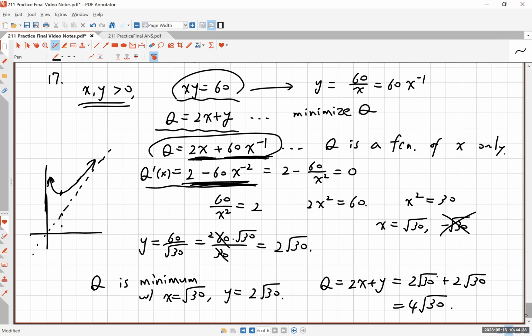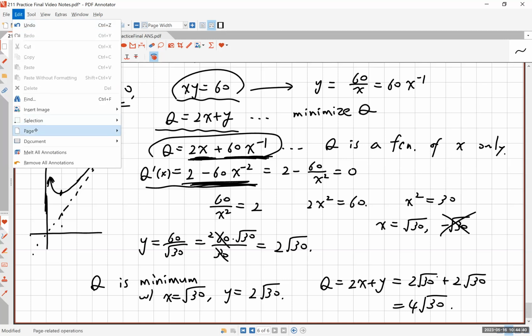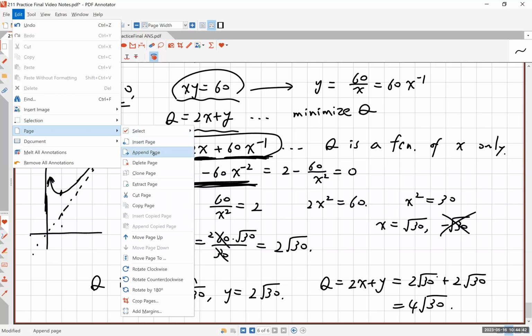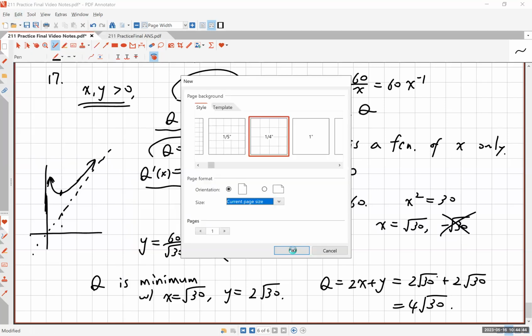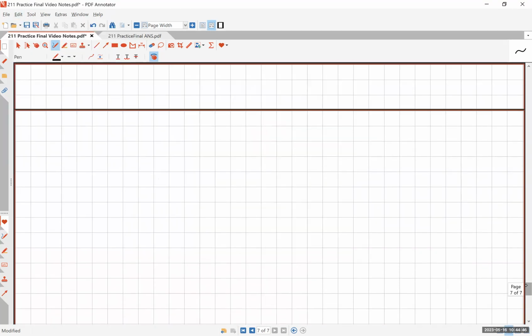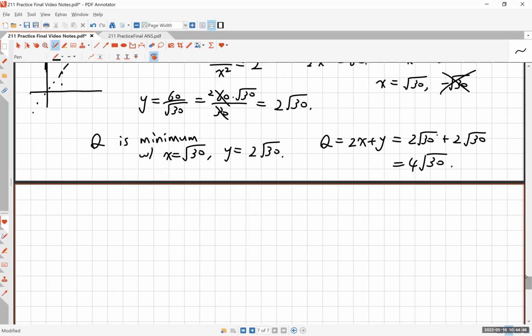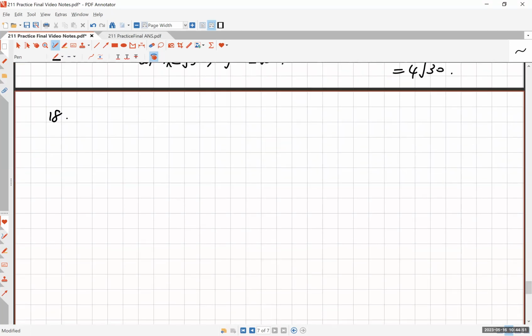I need another piece of paper, so I will add that. Let's see, pages, append the page. I just added this page here. Okay, so the last problem we did was number 17. Let's go to number 18.